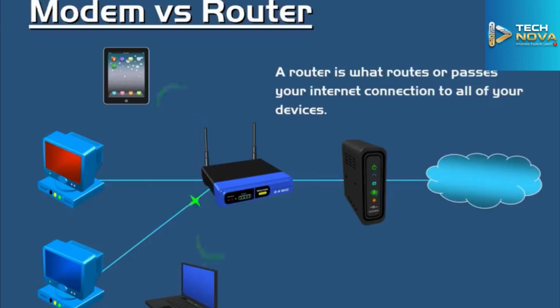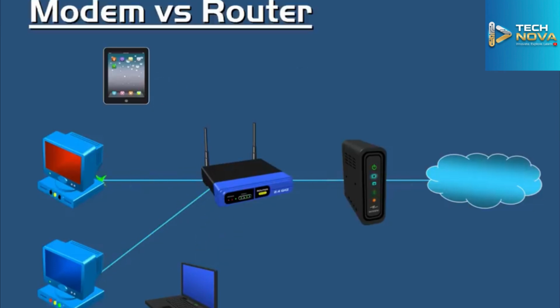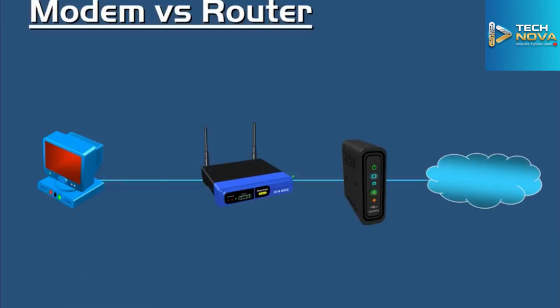Now, technically, you really don't need a router if you only want one of your devices to access the internet. You can just plug that device's network cable directly into the modem, and then you'll be able to access the internet. However, like most homes and businesses, you're going to have multiple devices that need access to the internet, and that's where you would need a router.